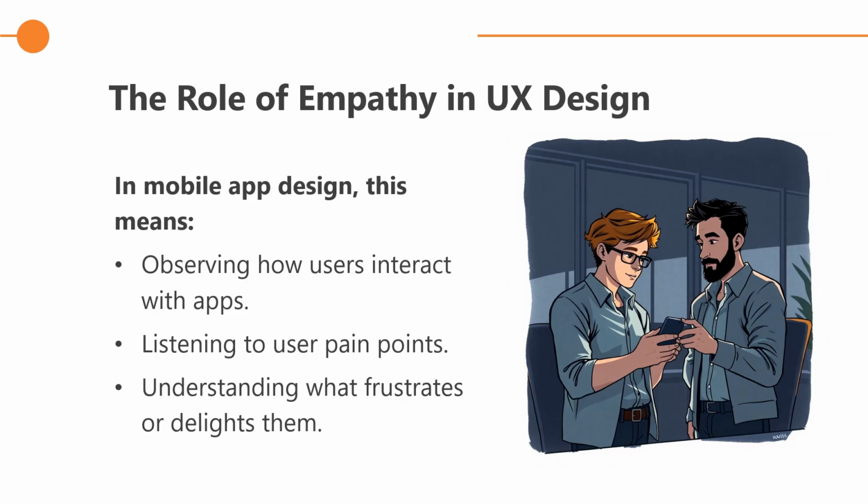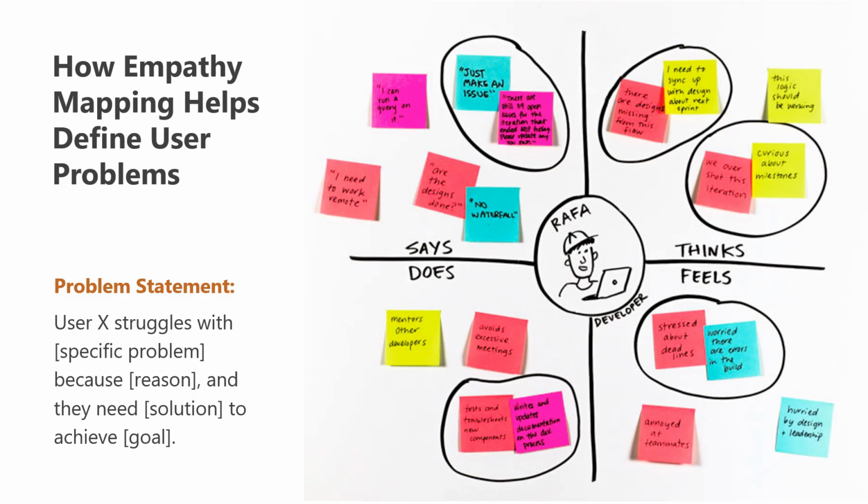So in mobile app design, this means observing how our users interact with our apps. This means listening to the user's pain points. And this means understanding what frustrates or what delights them. Now, one of the best ways to apply empathy in UX design is through empathy mapping. Now, empathy mapping is how we communicate the user's struggles, their challenges, their frustrations to the powers that be, like the stakeholders. So an empathy map is a simple, easy to digest visual that captures knowledge about the user's behaviors and their attitudes.